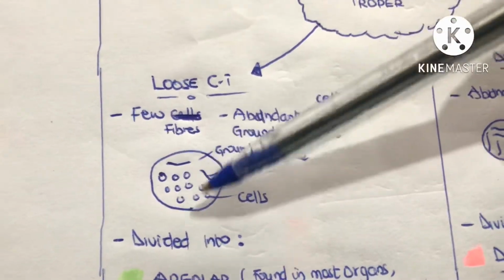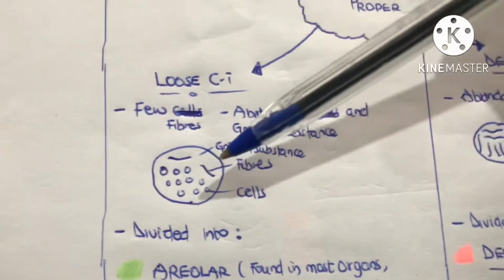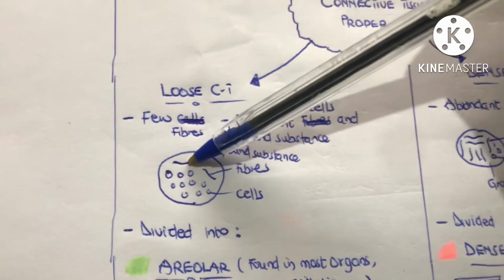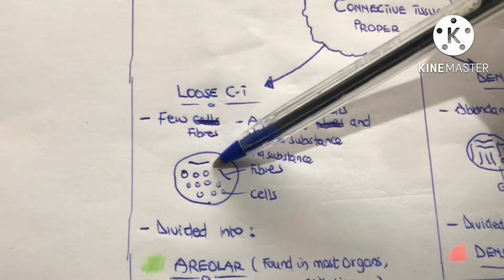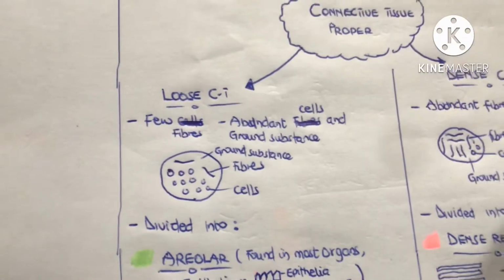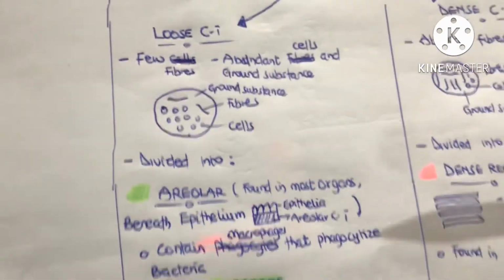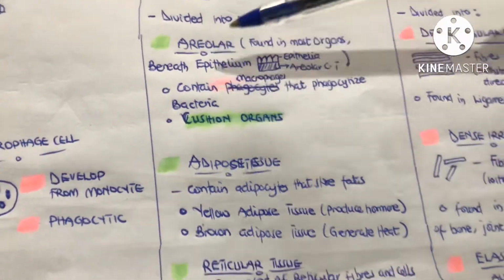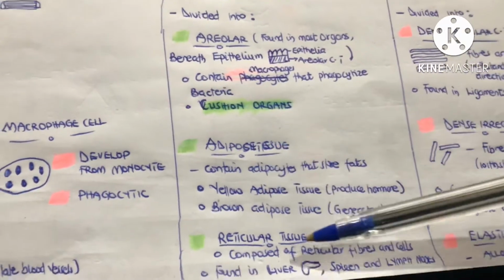So let's say that this represents loose connective tissue. You see that we have few fibers, only few fibers, and we have abundant cells. So all these represent cells, and the space between the fibers and the cells represents the ground substance. So we have abundant ground substance. So anytime you see a connective tissue with few fibers, abundant cells, and abundant ground substance, definitely it is a loose connective tissue. The loose connective tissue is divided into three: we have the areolar tissue, the adipose tissue, and the reticular tissue.